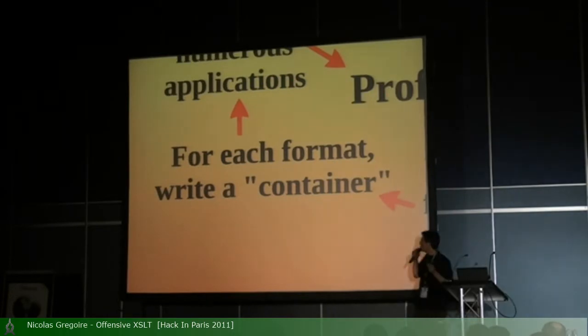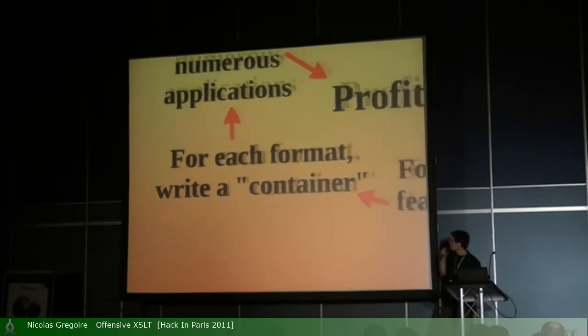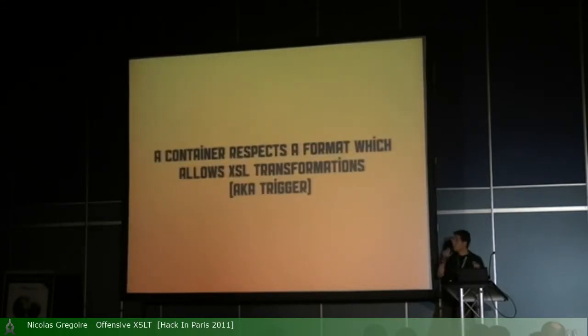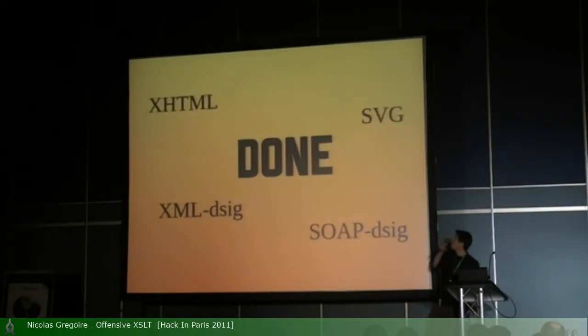Containers. That's the most difficult part of the research, because we need to find something which allows XSL transformation to be triggered. For the moment, I have 4 kinds of containers. I have HTML file, SVG, XML-dsig, and sub-dsig.